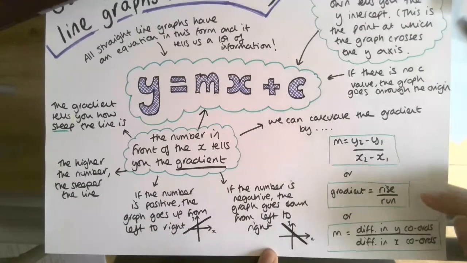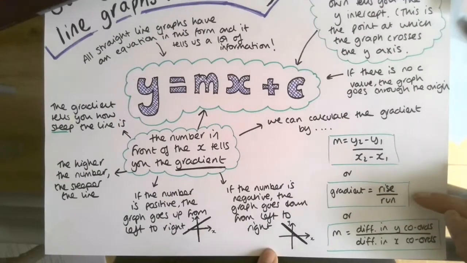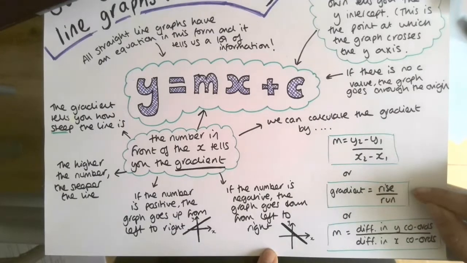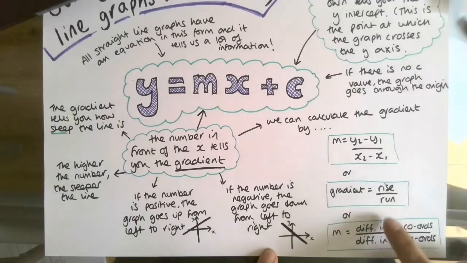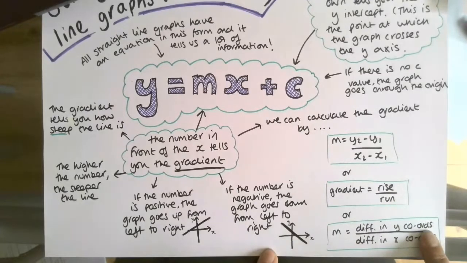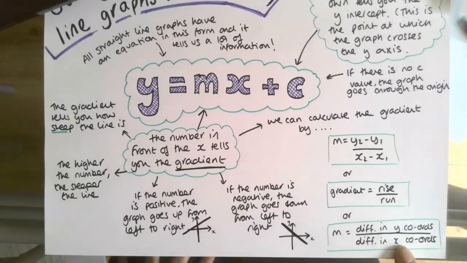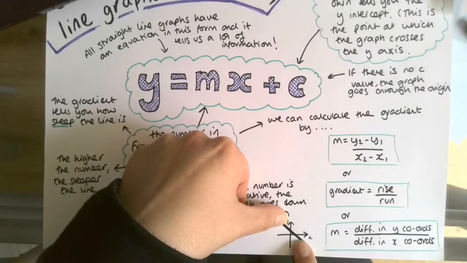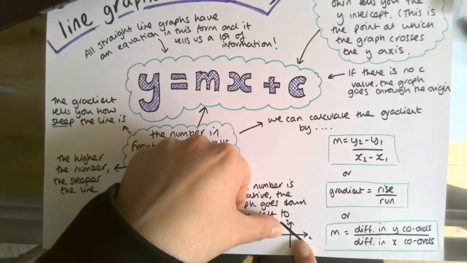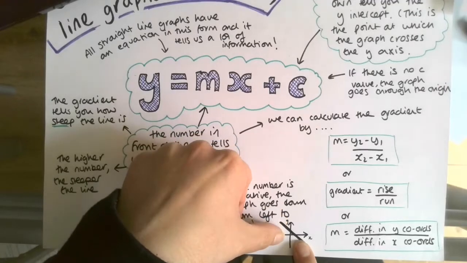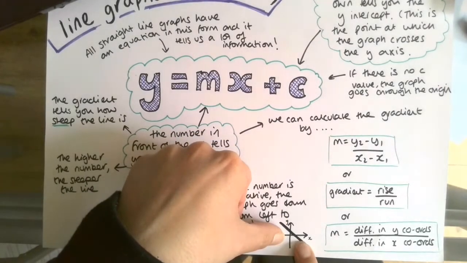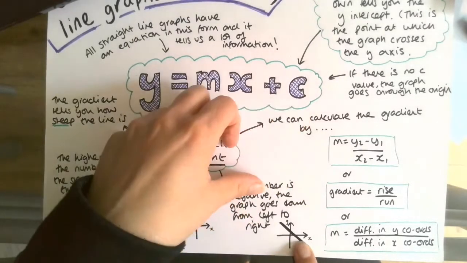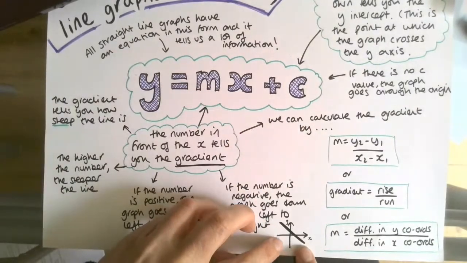Now, if you're just using gradient equals rise over run, and you're just doing this, these two are basically the same, so the difference in the y coordinates divided by the difference in the x coordinates. By that I mean, say I'd picked a point here and a point here, and I'd figured out the difference in the y, so whatever this y coordinate was and whatever this y coordinate was, and got the difference in those two, and then the difference in the two x coordinates.